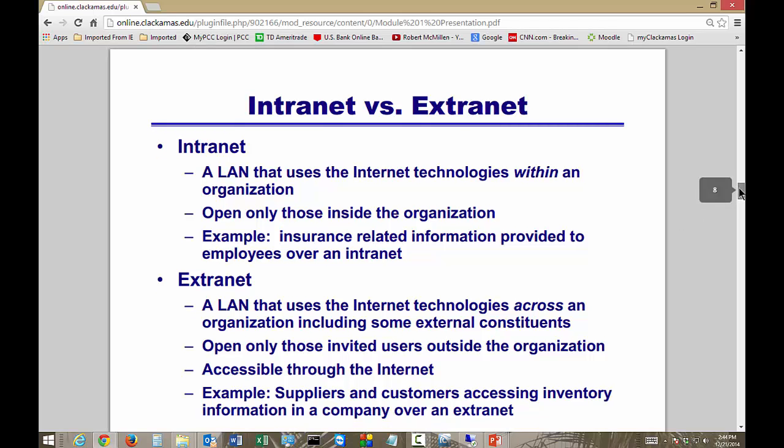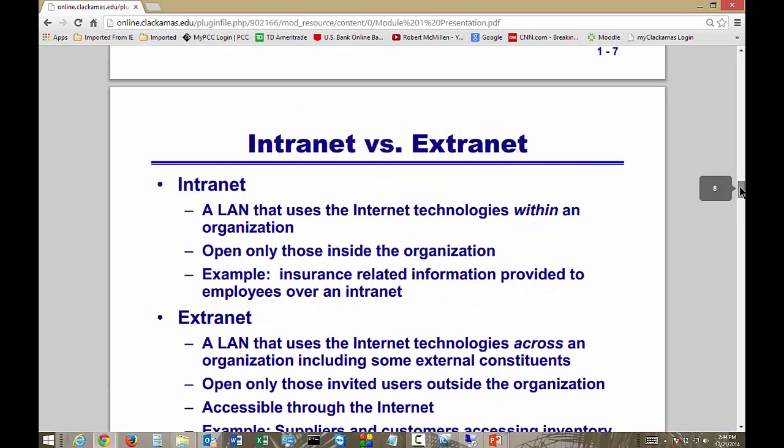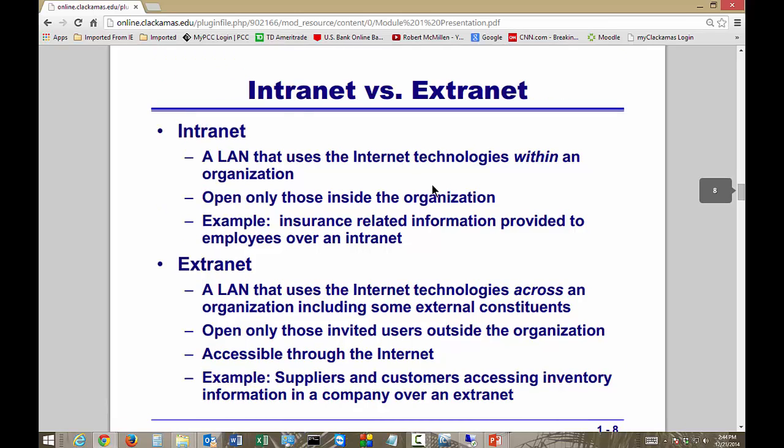So when we talk about the internet, we can't fully discuss that without also covering the intranet and the extranet. So an intranet is a LAN that uses the internet technologies inside an organization. So in that LAN type of situation we just discussed, if you had a web server that was only serving the people inside that LAN, that would be called an intranet, because it never actually leaves the area. Open to only those inside the organization, so you may have just your employees, for instance, access that.